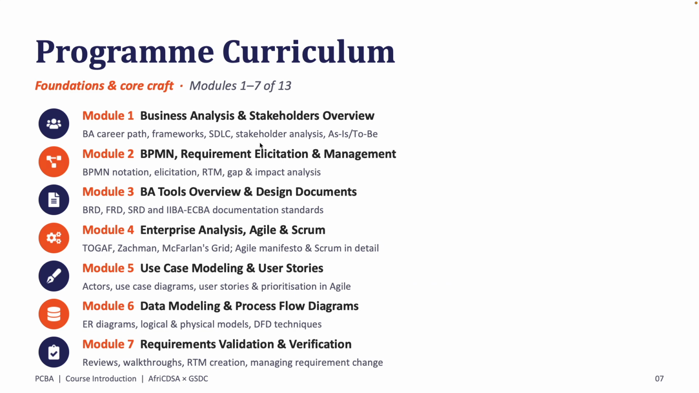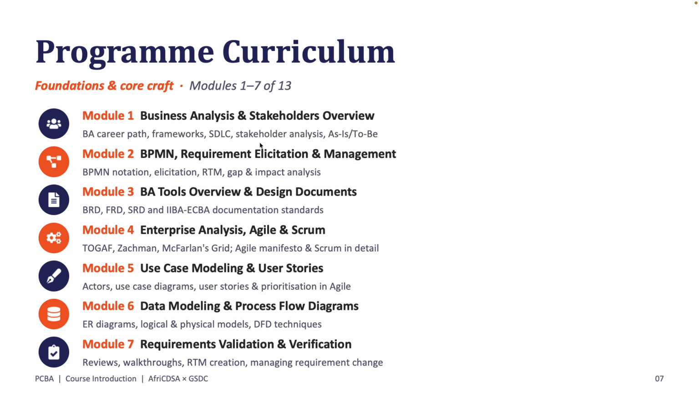Then in terms of the program curriculum, this program has 13 modules. In terms of the foundations and co-crafted modules, you'll notice that we have 13 modules. So we have module 1, which is the business analysis and stakeholders overview, which will start very soon. Then module 2 is the business process model notations, requirement elicitations, and management. So you learn about elicitations, you'll know the meanings and everything.